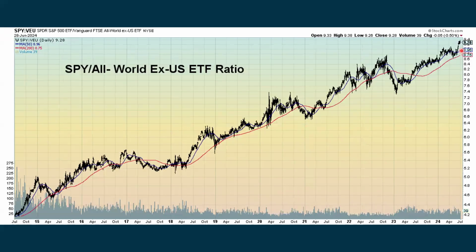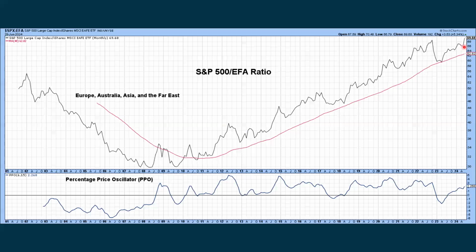Then we look at this on a ratio basis. This just shows that U.S. stocks are outperforming world stocks. Here's a monthly chart looking at the S&P 500 and those stocks that are in Europe, Australia, Asia, and the Far East. We're above the red line, and we've been there for a long time now, going back to 2010, 2011. And so this just shows that U.S. stocks are outperforming on this longer-term chart.